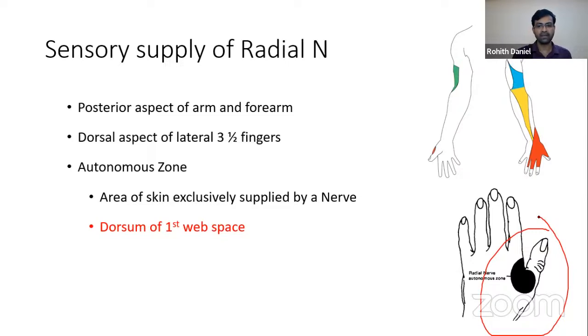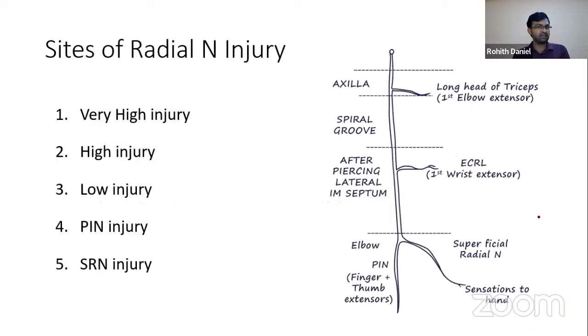Understood? Okay. So with this basics in mind, we go to the final step, that is understanding the site of the radial nerve injury, and based on the site of the radial nerve injury, the clinical features will be different. So based on the site, there are 4 types of radial nerve injury. Either you could get a very high radial nerve injury, or there could be a high radial nerve injury, or a low radial nerve injury, or a posterior interosseous nerve injury alone, or a superficial radial nerve injury.